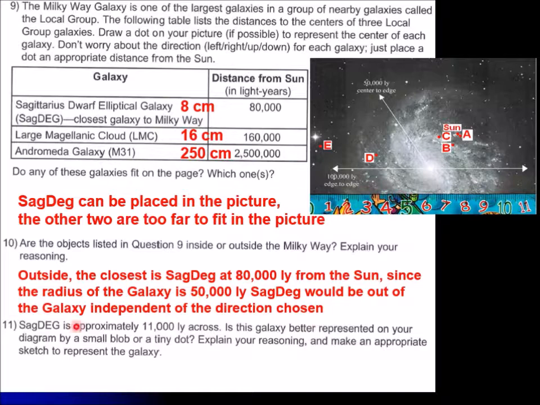Sag Deg is approximately 11,000 light years across. And is this galaxy better represented on this diagram by a small blob or a tiny dot? Well, if we put it in millimeters, it's going to be 11 millimeters, which is 1.1 centimeters. So it would be an area like a sphere of this size, the circle that I'm drawing here. So it is better represented by a small blob.